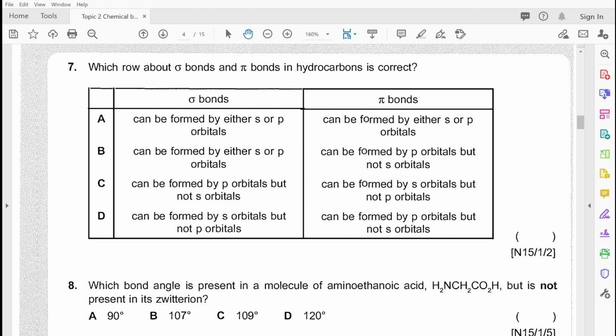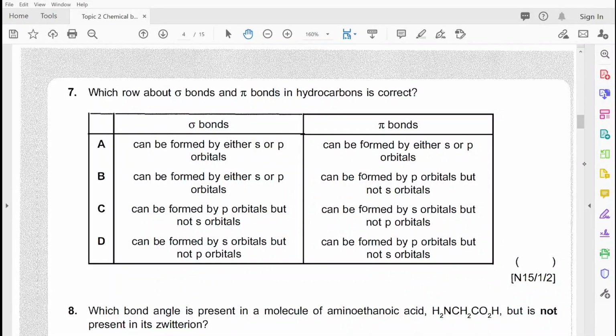Question 7. Which row about sigma bonds and pi bonds in hydrocarbons is correct? Sigma bonds can be formed by either s or p orbitals, for example like this, and the overlap is head-on. Or it can be formed by 2p orbitals like this, or 2s orbitals like this. These are sigma bonds. But pi bonds are only formed by 2p orbitals that have sideways overlap.